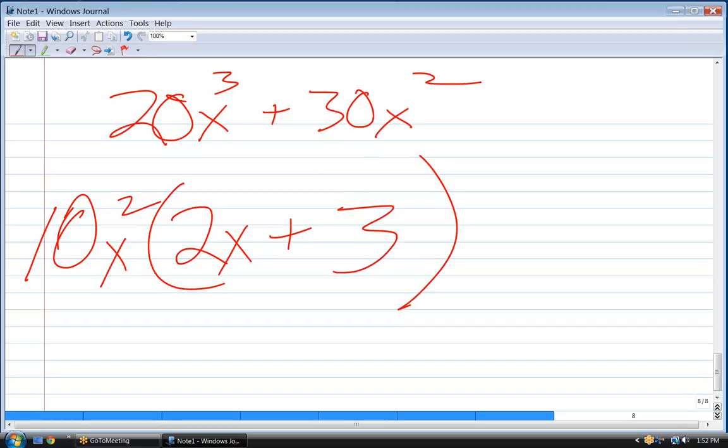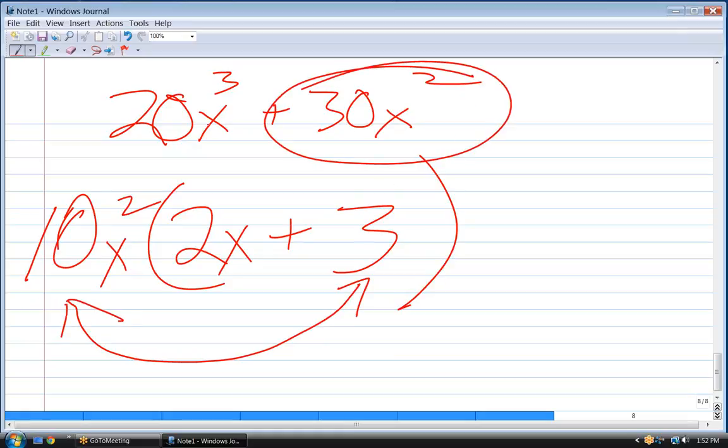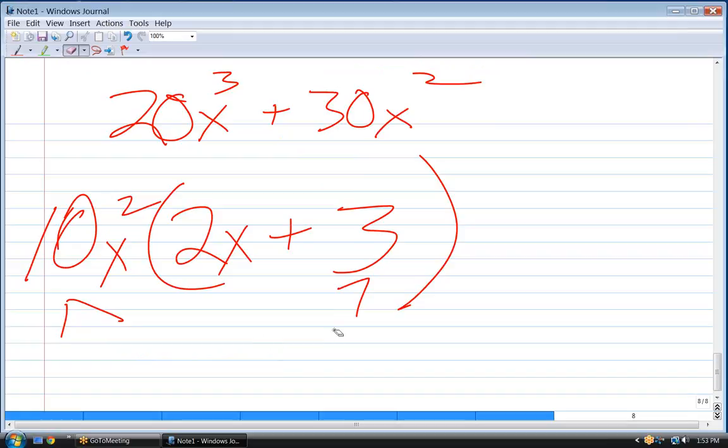Wait, sorry, can you say it one more time? Is 3 correct or 3x correct? 3. Exactly, and the reason I know is because when I multiply that by that, I get 30x, and that's what I want, 30x squared. So as long as you do that step, you won't make mistakes. If you fail to do that final step, it's real easy to make mistakes. Okay.